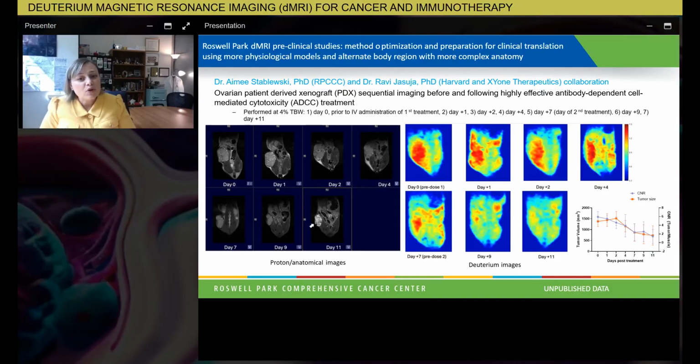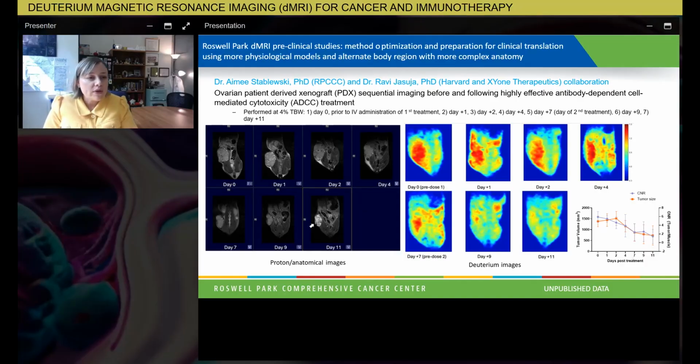So a lot of people are going into clinical trials not because they want to just be sort of our guinea pigs, it's because they don't have any other treatment options or curative options. So we don't want to be taking patients off of effective therapies. So I've talked a lot, but really what I wanted to show you on this slide here is another model in which we had an ovarian patient-derived xenograft implanted into mice. We did sequential imaging before and following a highly effective antibody-dependent cell-mediated cytotoxicity treatment.